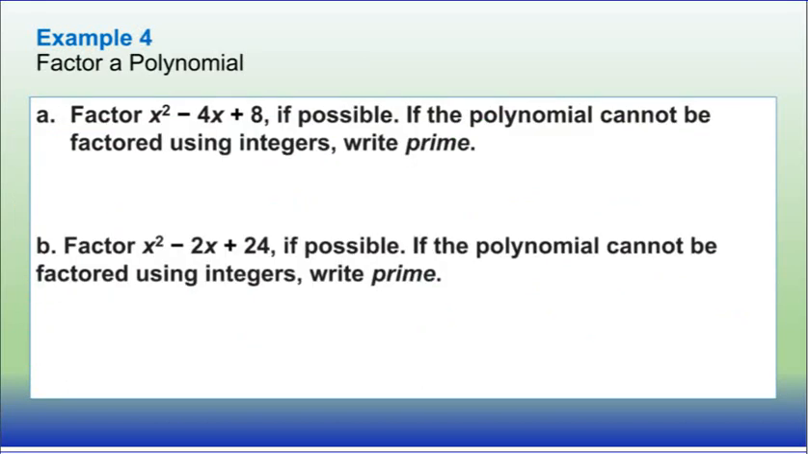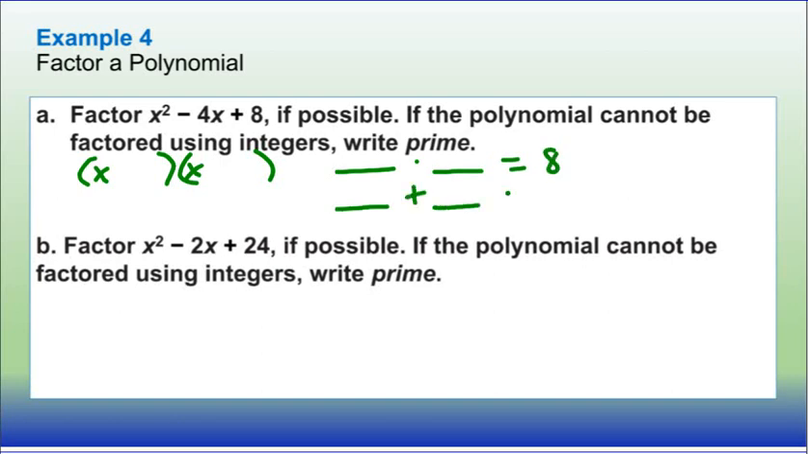Example 4, you need to factor this if possible. And if the polynomial cannot be factored using integers, then you're going to write prime. So I need to think, what do I multiply to get 8, but if I take those same two numbers and add them together, it has to give me a negative 4. So I have 8 and 1, but that doesn't add up to negative 4, so those can't be the numbers.